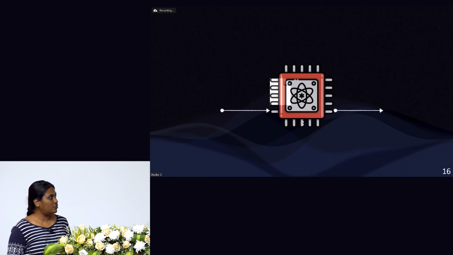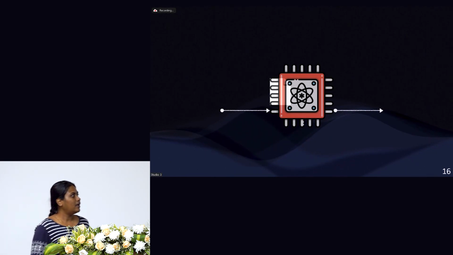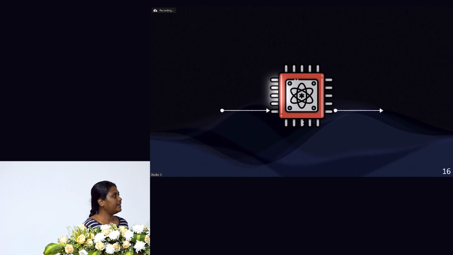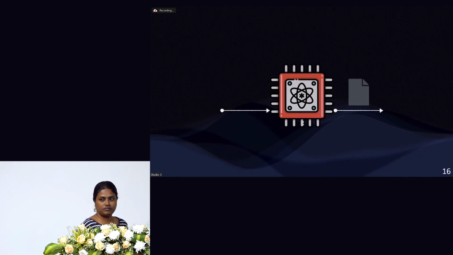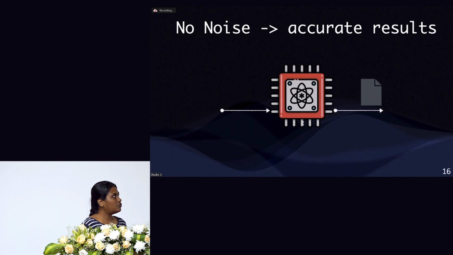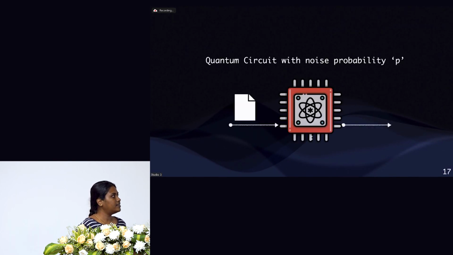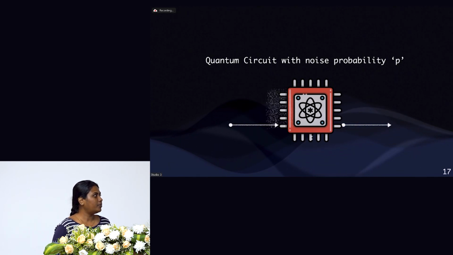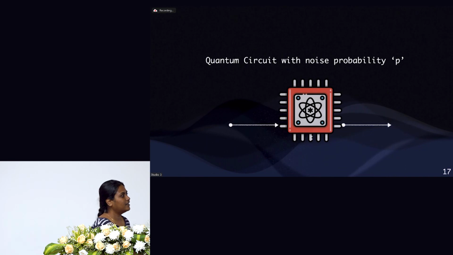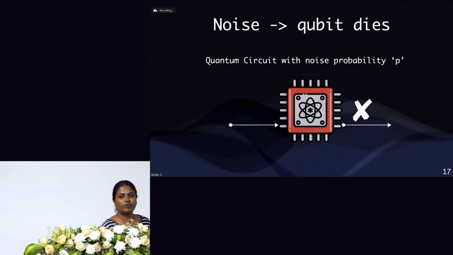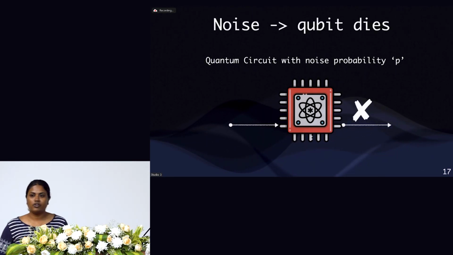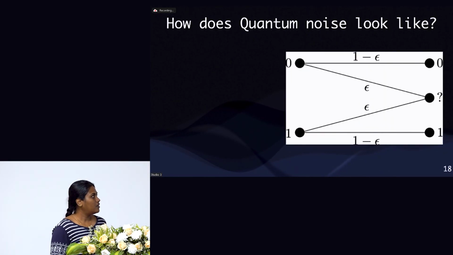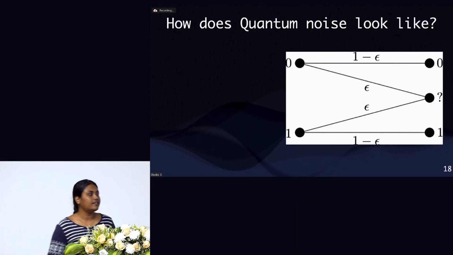So let us say I have this white color qubit, I am giving it to some quantum computer, let us say this does some prime factorization, and then I need an output of this gray color. This is my ideal output. So if there is no noise, I get accurate results, and if that quantum circuit is noisy with some probability p, then if I give this white color qubit, it just dies, and you do not get the output you intended to get. So in the presence of noise, the qubit dies. So how does this noise look like? How do we model this?